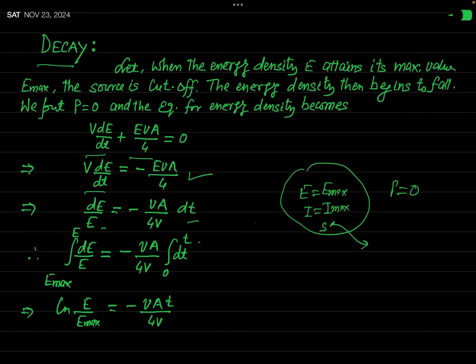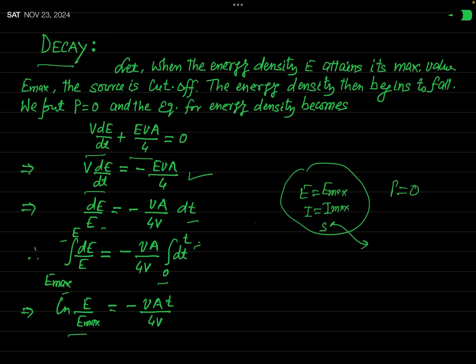But when we set up the source, can you say what the energy density was at that moment in the room? That was at its maximum value, because I have told you the source is removed when energy density is at its steady state value. Therefore, corresponding to time t equal to 0, the value of the energy density will be E max. And let us consider that at any time t, the energy density in the room is E. So the limits for the integration of dE/E will be E max to E.